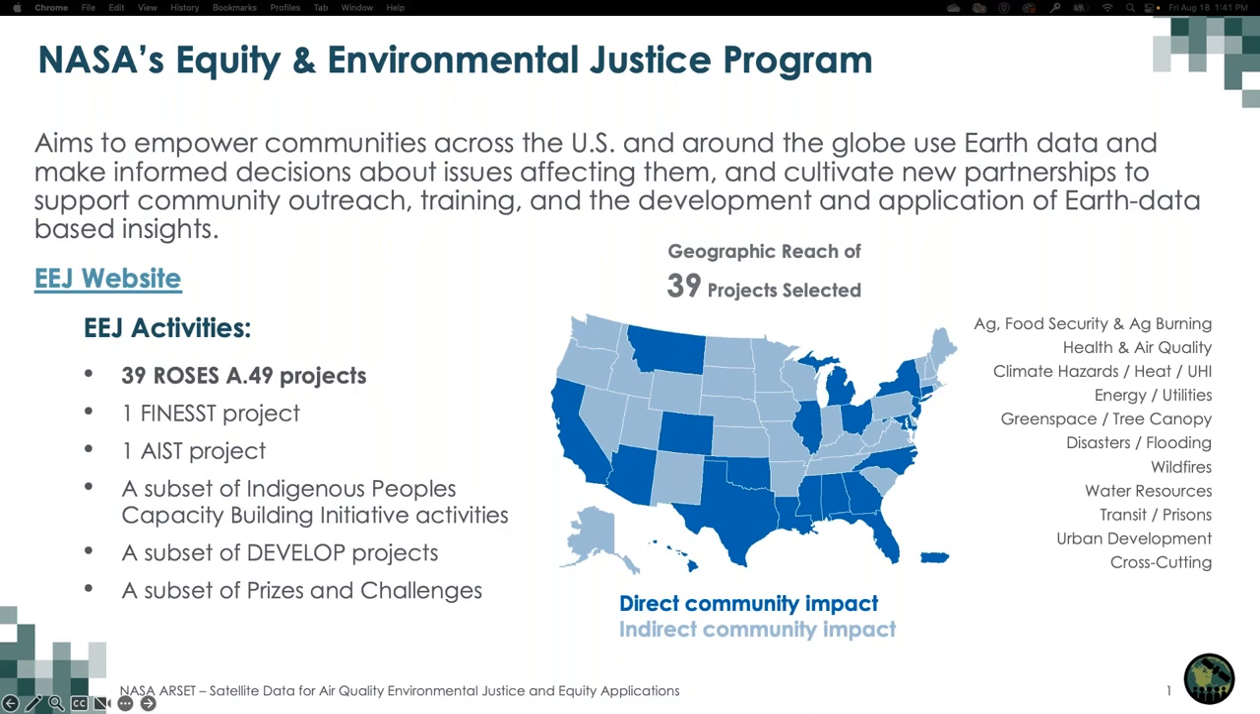39 projects were selected to receive a total funding of $6.9 million for up to 3 years and cover a range of environmental justice topics, including wildfires, flooding, and urban development. You will have the opportunity to hear from two of our investigators, Daniel Carrion and Danielle Wood, later in this training.